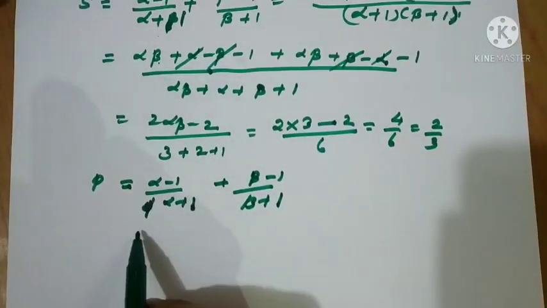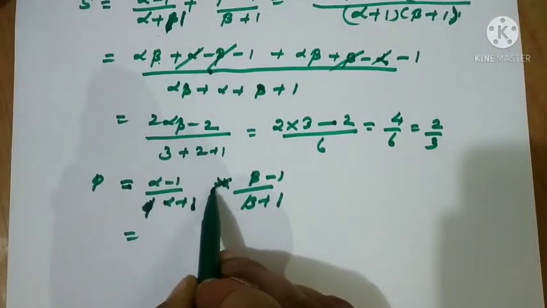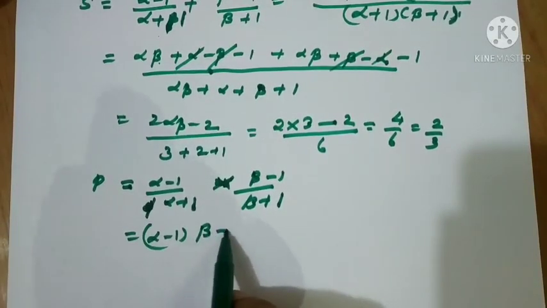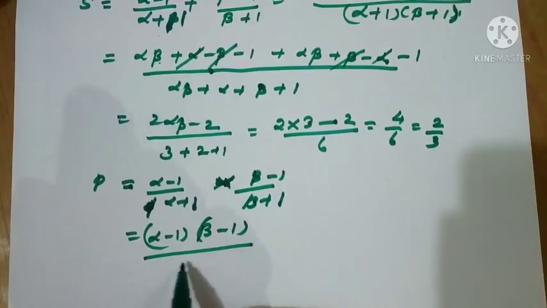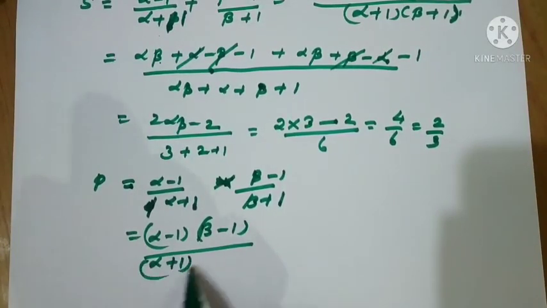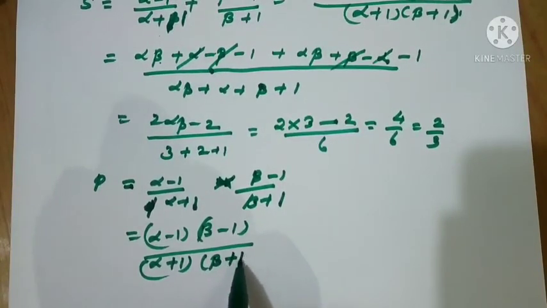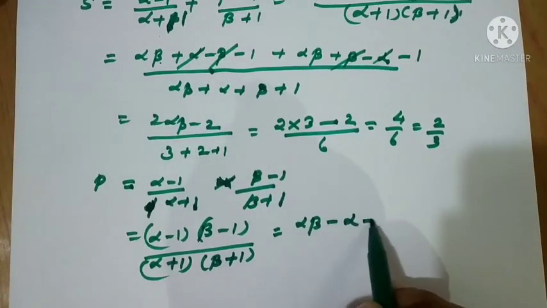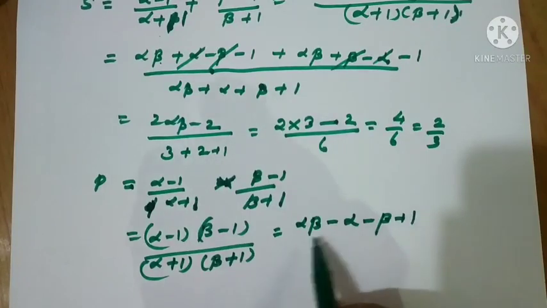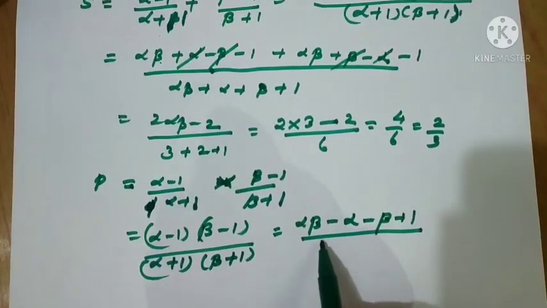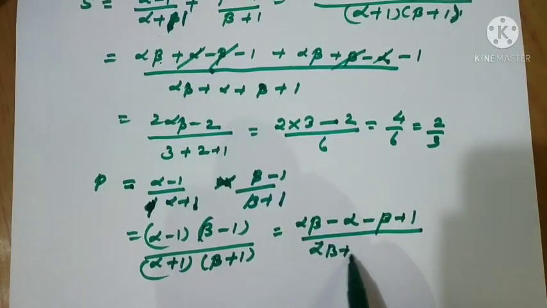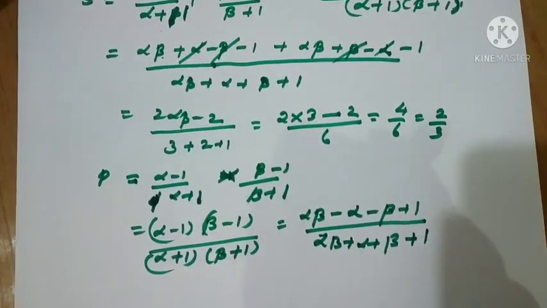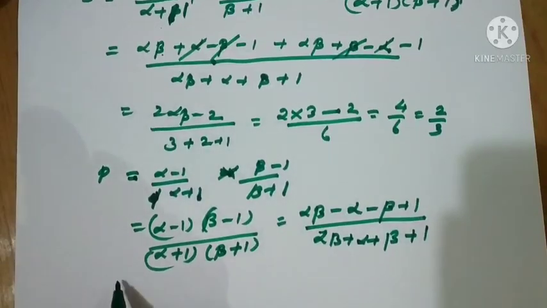So take the product. (alpha minus 1) into (beta minus 1) divided by (alpha plus 1) into (beta plus 1), which is alpha beta minus alpha minus beta plus 1 divided by alpha beta plus alpha plus beta plus 1. Now what are the values we can substitute?